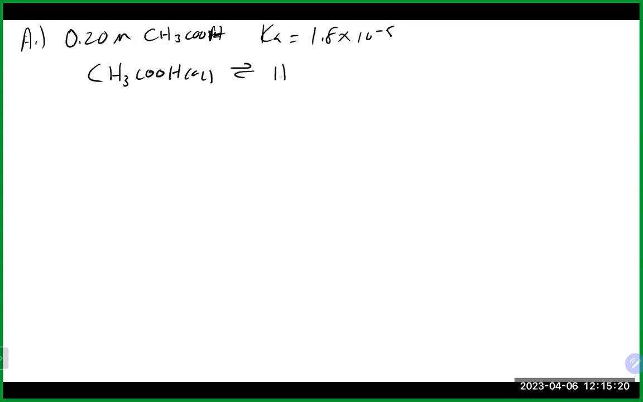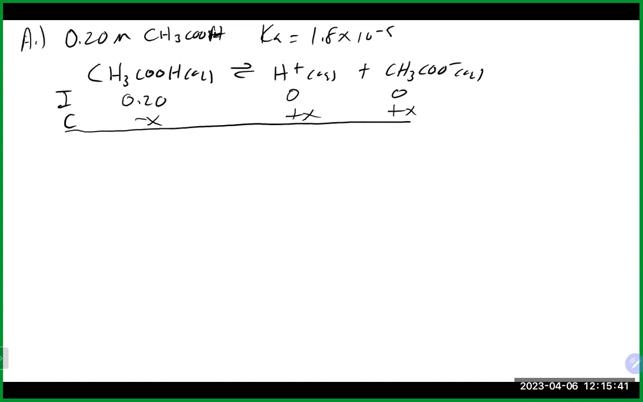It's going to break apart into H plus and some acetate. We're going to initially have 0.2 molar there, 0 and 0. Our change here is going to be minus X, plus X, plus X. That means when we're all said and done here, we've got 0.2 minus X.